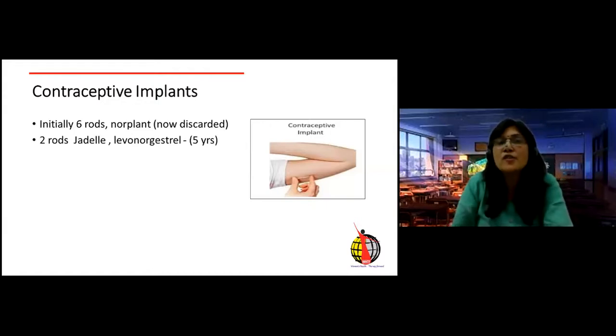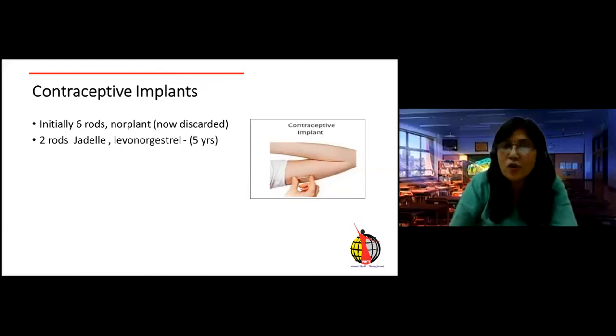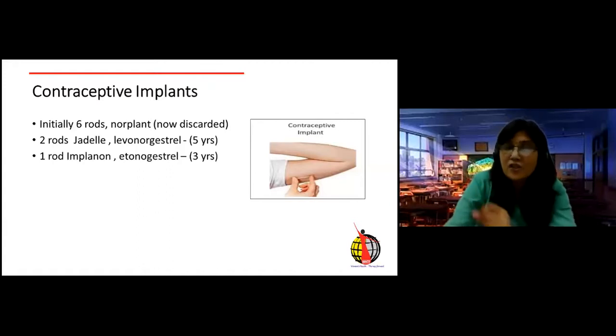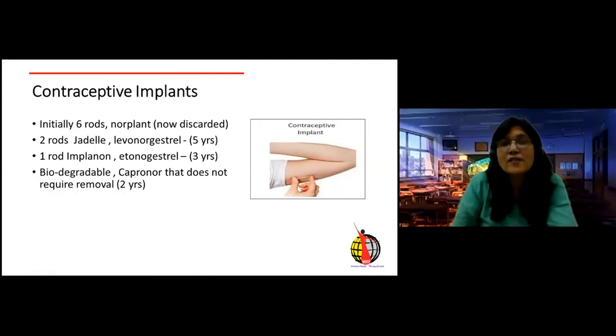What is in use is Jadelle, which is having 2 rods. It contains levonorgestrel, effective for 5 years. Another thing which is in use is one rod called Implanon. The progesterone which is used is etonogestrel, which is effective for 3 years. So again, the highlights have to be remembered: 6 rods, 2 rods, 1 rod, your levonorgestrel and etonogestrel. Now you should also know about what is a biodegradable type of implant. So you insert it, but you don't have to remove it because it gets absorbed and does not require any removal, effective for 2 years.